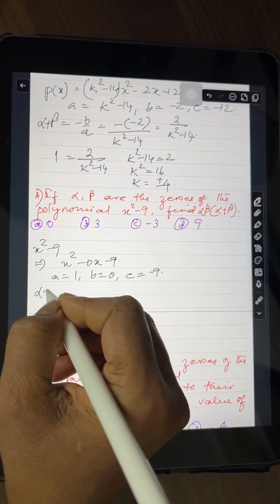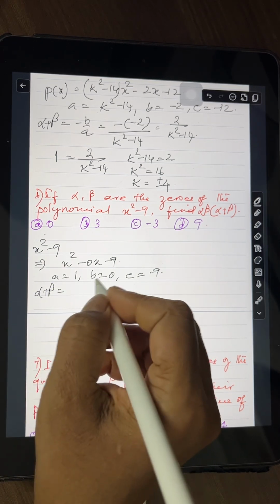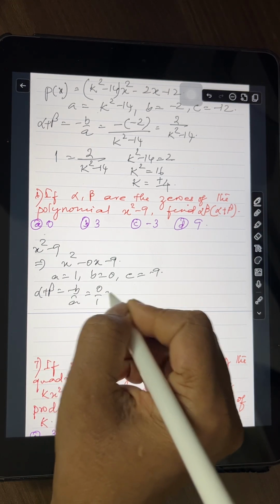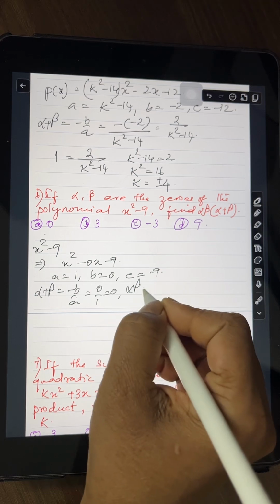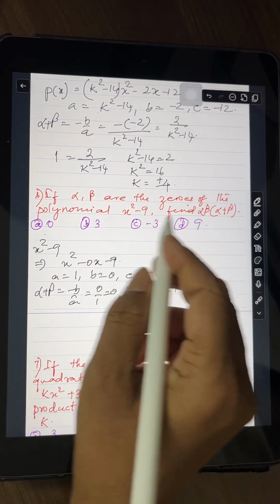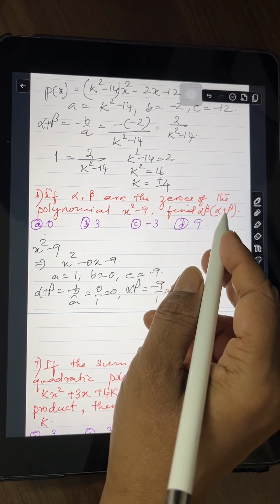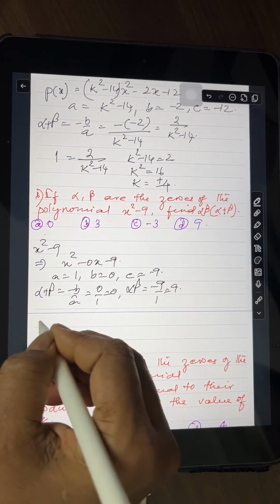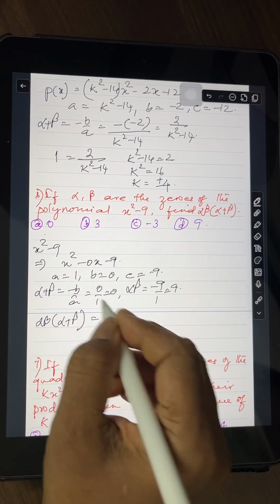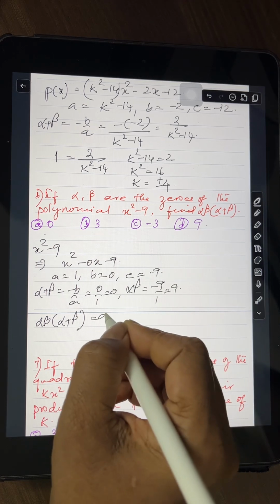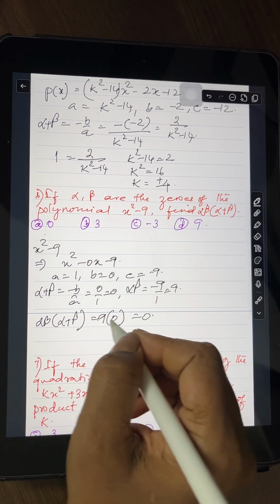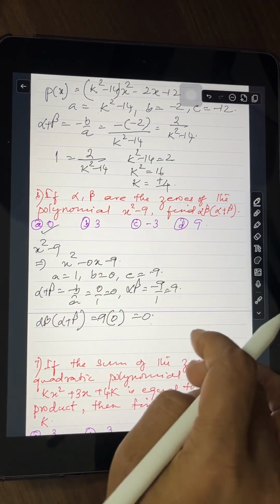So alpha plus beta will become minus b by a, which is 0 by 1, which is 0. What is alpha beta? Alpha beta is minus 9 by 1, which is minus 9. Now find alpha beta into alpha plus beta. What is alpha beta? Alpha beta is minus 9. And alpha plus beta is 0. So minus 9 into 0 is 0. So 0 is your answer.